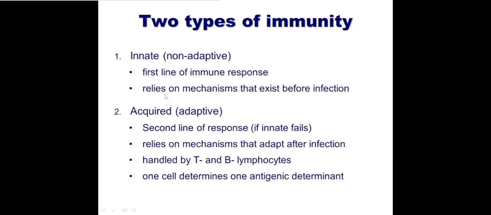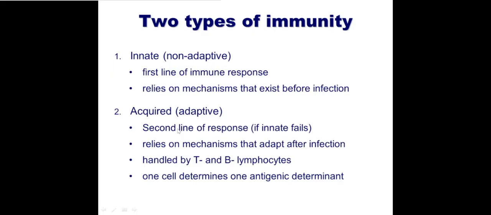This relies on mechanisms that exist in our body before infection. It is not adaptive immunity. Immunity that occurs after infection has taken place is known as acquired immunity, and this is the second line of immunity. If innate immunity fails, then acquired immunity will respond. This is the second line of response.